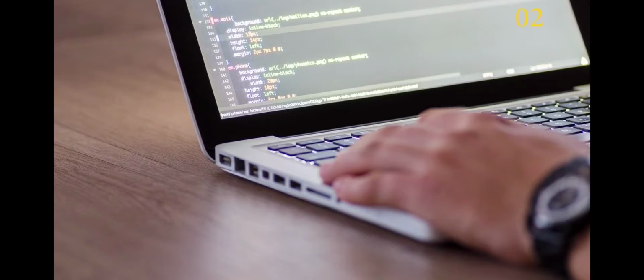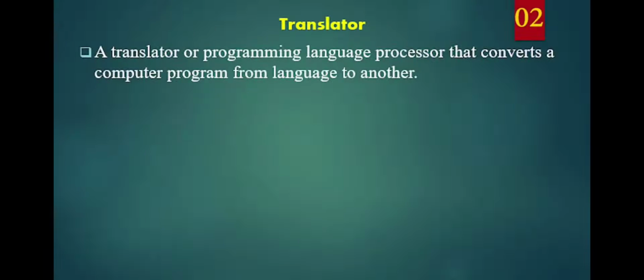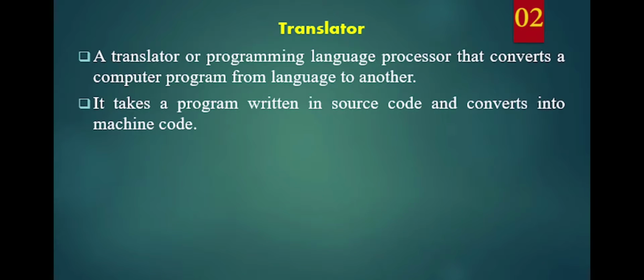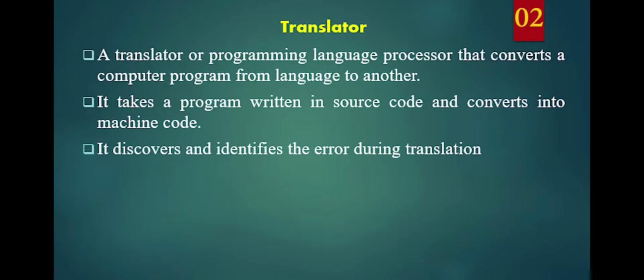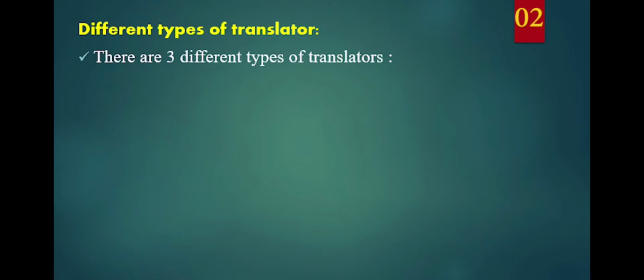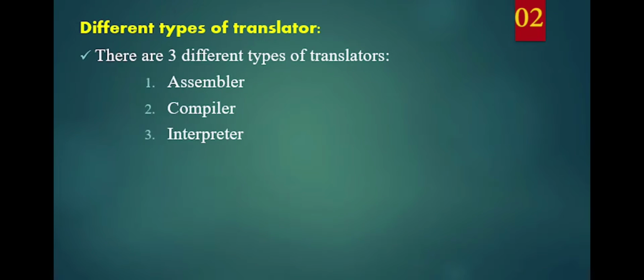Similarly, if a programmer wants to communicate with the computer, then there should be a translator who can convert the programming language into machine language. A translator is a programming language processor that converts a computer program from one language to another. It takes a program written in source code and converts it into machine code. It discovers and identifies the errors during the translation. There are three different types of translators: assembler, compiler, and interpreter.